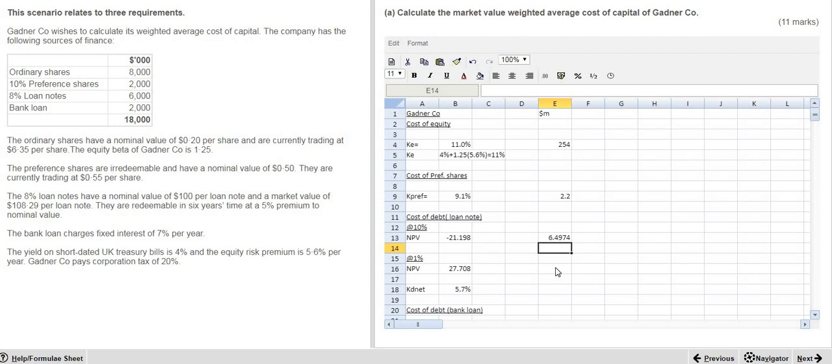Okay, then we'll go to bank loan. Bank loan is just easy, it is the book value you have there, which is 2 million. So this is market value of equity, market value of the preference shares, the market value of the loan notes, the market value of the bank loan, which is the book value. So next thing is to calculate WACC. So I can come here and say WACC.